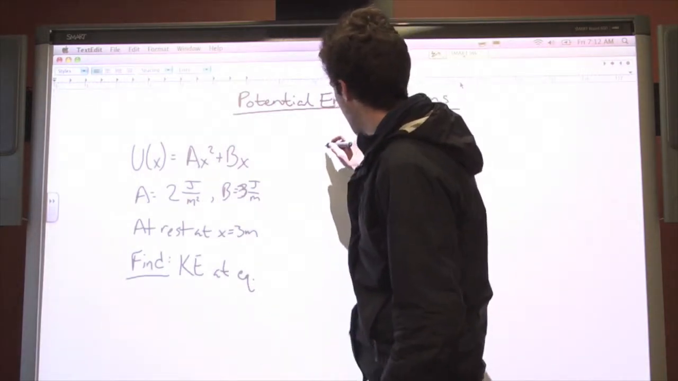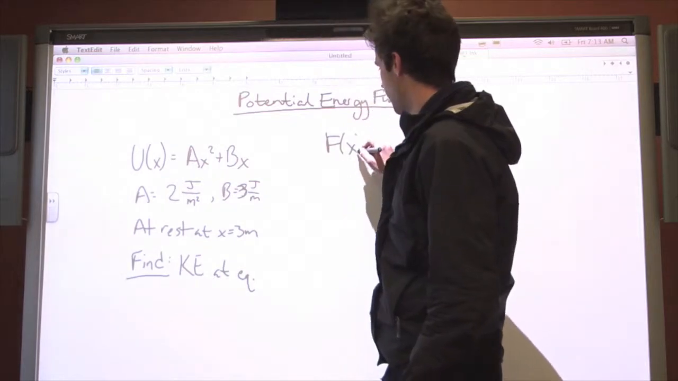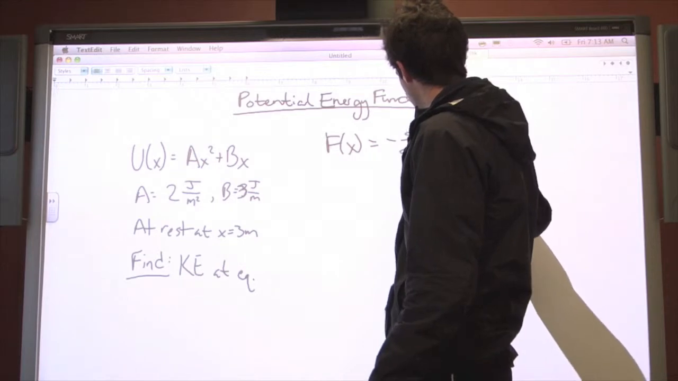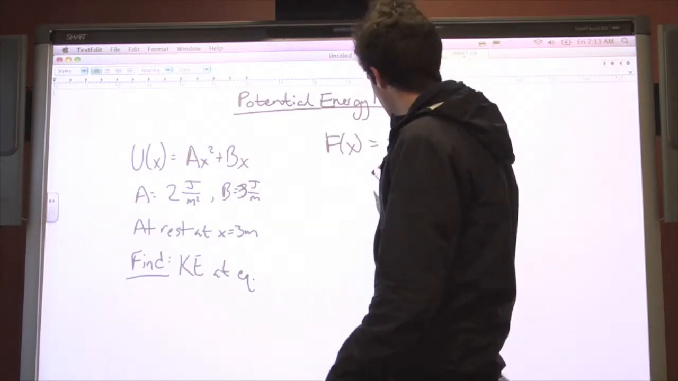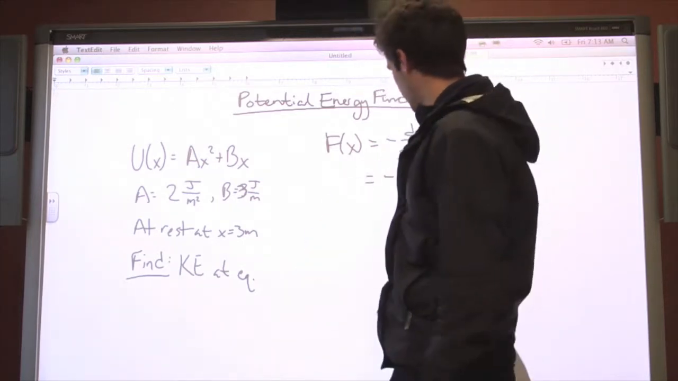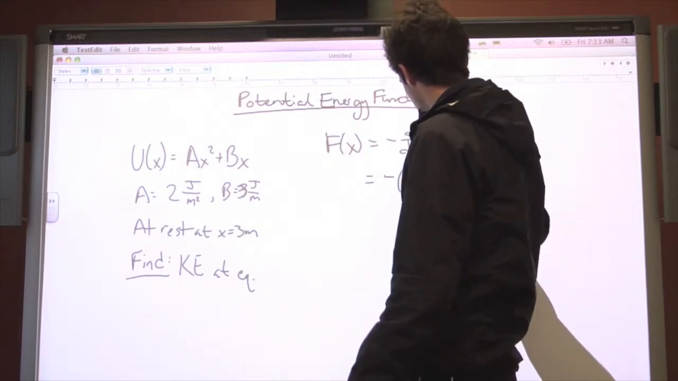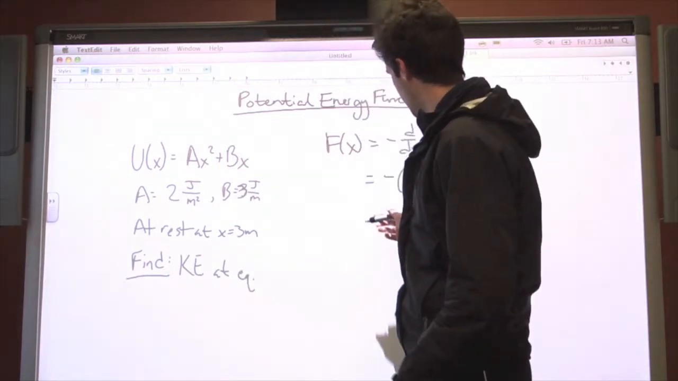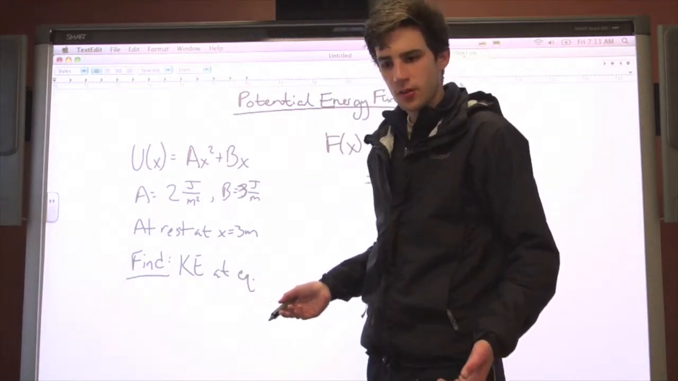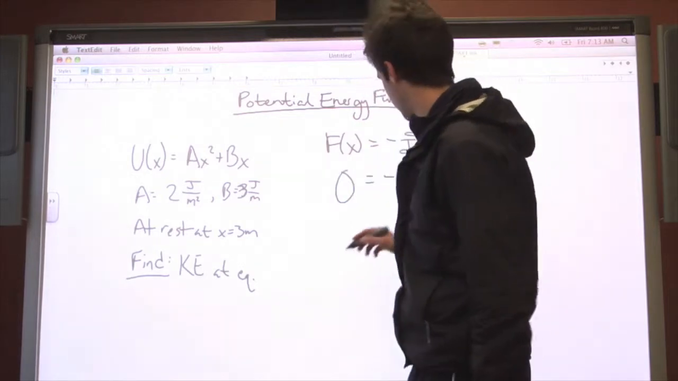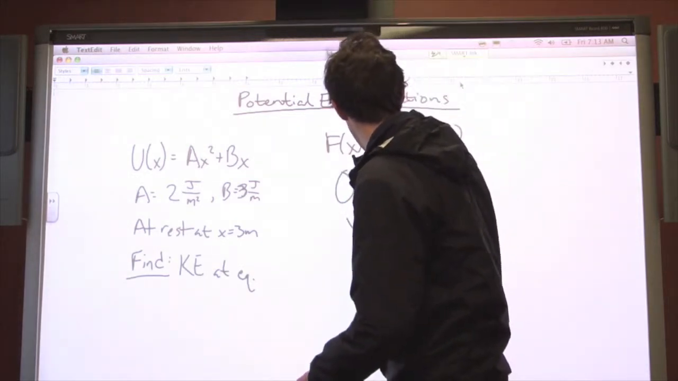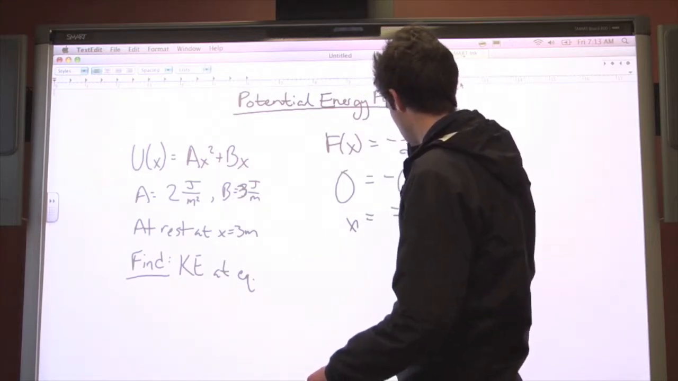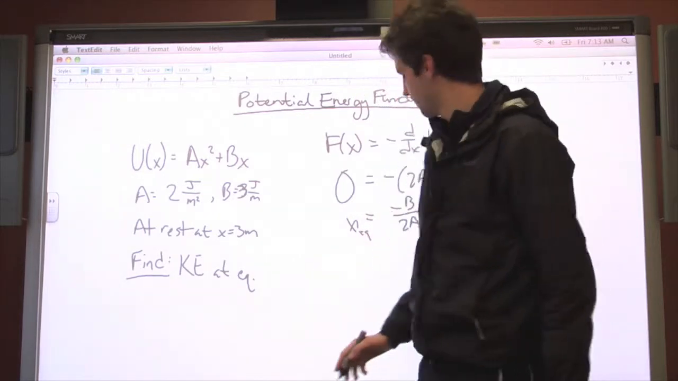So we'll say F of x equals minus d/dx of U of x. In that case, that means minus, and then I get 2ax plus b, which took the derivative. And I say, well, at equilibrium, that force equals 0. And I solve for x, and I get x is minus b over 2a. That's x equilibrium.